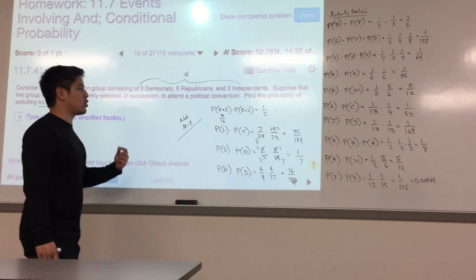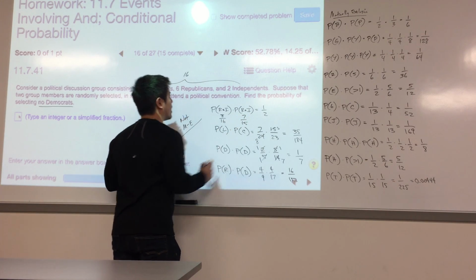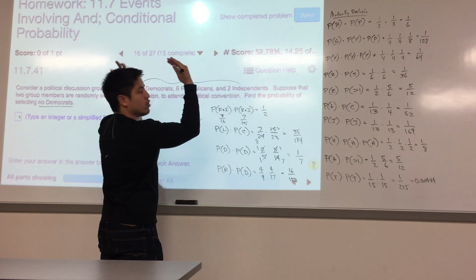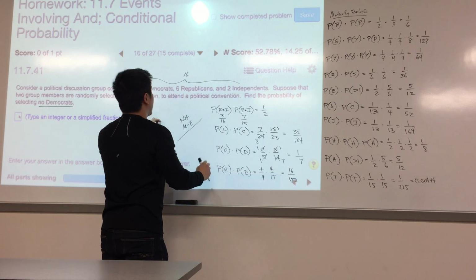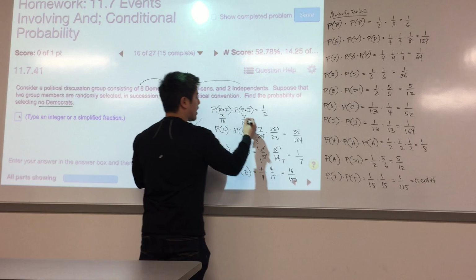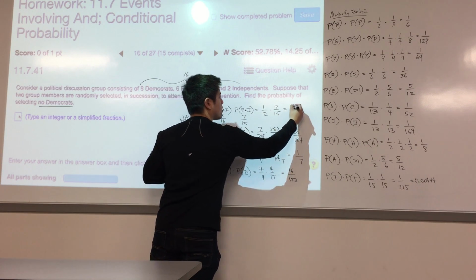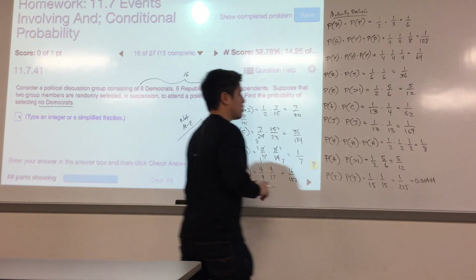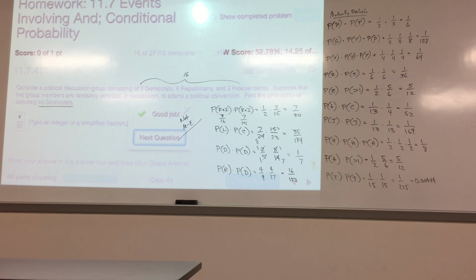Meaning that how many do we have to choose from? 7 out of 15. If one of these got pulled, that means you have one less. So you have 7 out of 15 total. That can't be reduced, so there it is. And nothing can be canceled, so that's 7 out of 30 as your answer. Does that make sense, guys? Okay. A little bit tricky, but is it really that hard? No. All right.